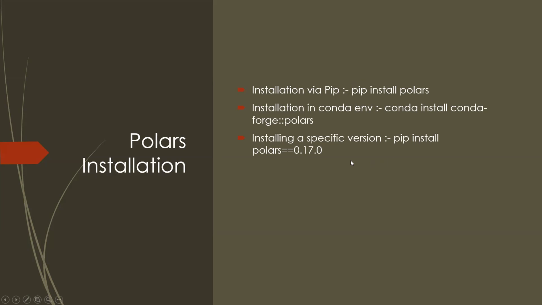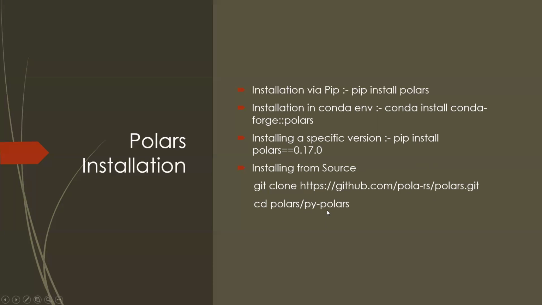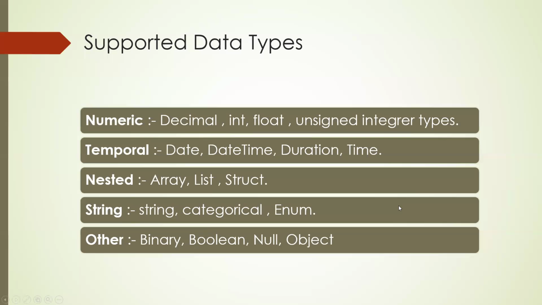If you want to install a specific version, because sometimes we need a specific version that is compatible with other open source libraries, then you can use pip install polars equals the version you want installed. Next, if you want to install it directly from the source, from the GitHub repo, you can do git clone of the original Polars GitHub repository, then go to the Polars path, and then do pip install. This way we can install Polars.